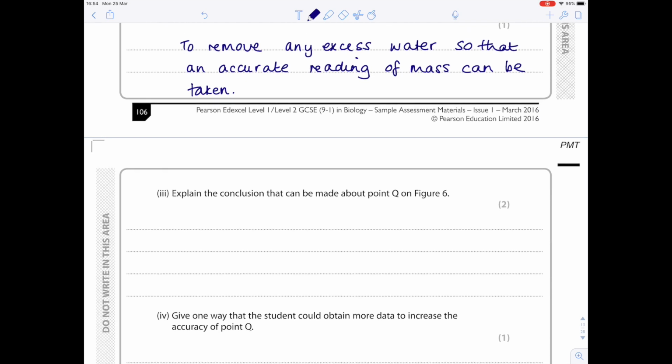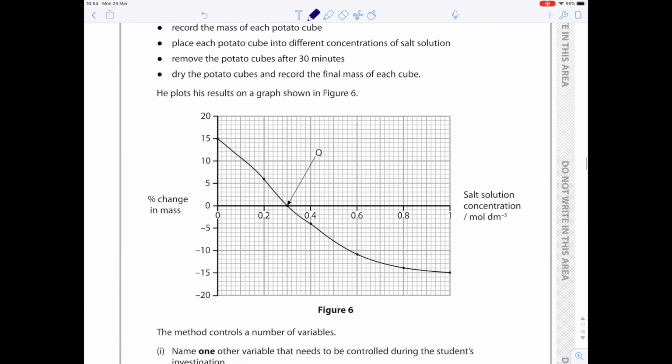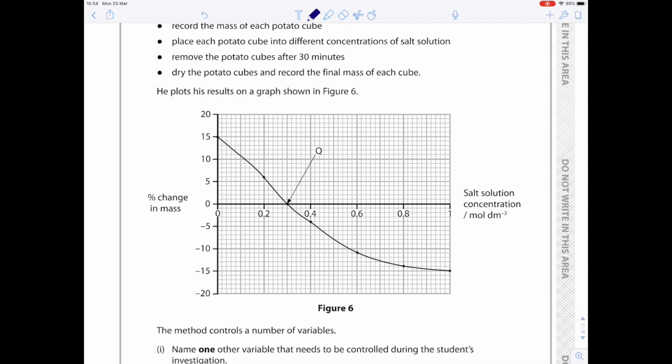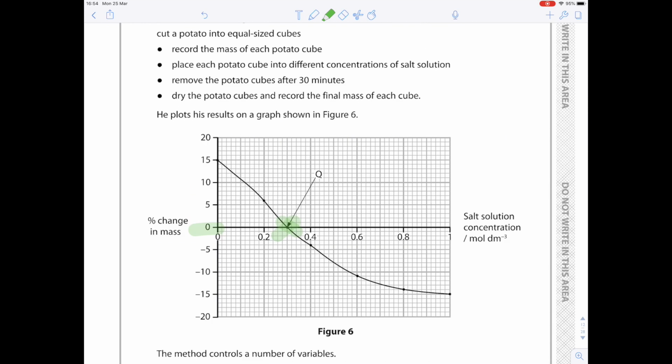Explain the conclusion that can be made about point Q on figure 6. So here, point Q, you can see that there is no change in mass because point Q sits on the origin, which means that there's no net increase or decrease in the potato chip's mass. Why is that? Well, that's because the concentration of salt within the potato must be the same as the surrounding solution. Hence, the potato didn't lose water or gain water.